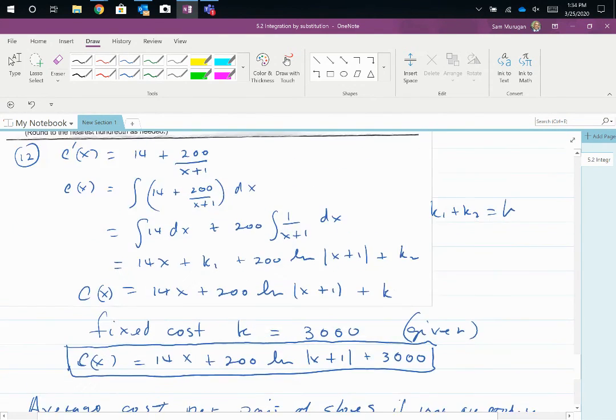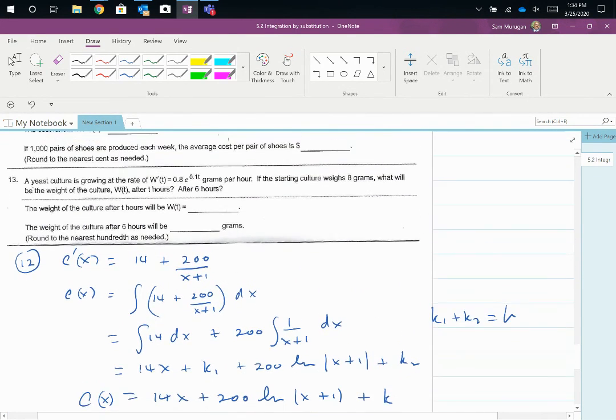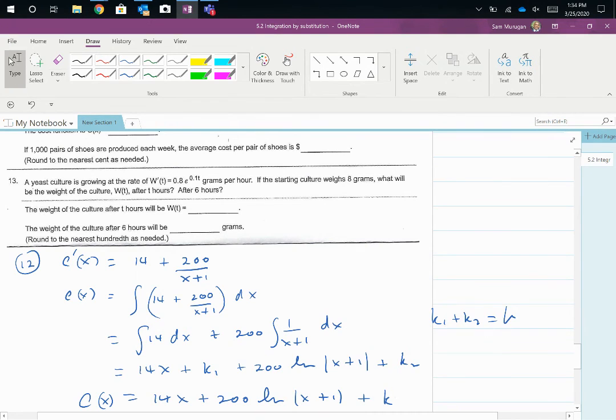And then question 13, our last question. A yeast culture is growing at a rate of W prime T is equal to 0.8 e to the power 0.1 T grams per hour. That's the rate of change. If the starting culture weighs 8 grams, what will be the weight of the culture W(T) after T hours and then after 6 hours? So after T hours and after 6 hours.